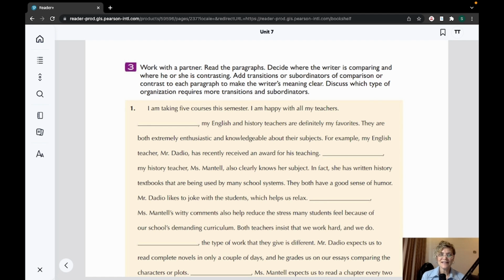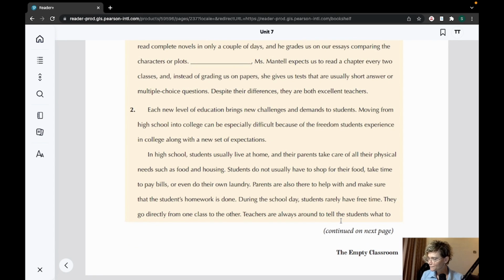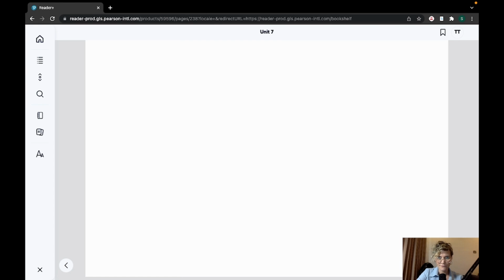Great. The last thing I'm going to ask you to do is read the paragraphs, decide whether the writer is comparing and where he or she is contrasting. So where is it comparing, where is it contrasting? Add transitions or subordinators of comparison or contrast to each paragraph to make the writer's meaning clear. Okay, then we will discuss when we meet each other in class which type of organization requires more transitions and subordinators. We've got paragraphs 1, 2, 3, and those you're going to do right now.